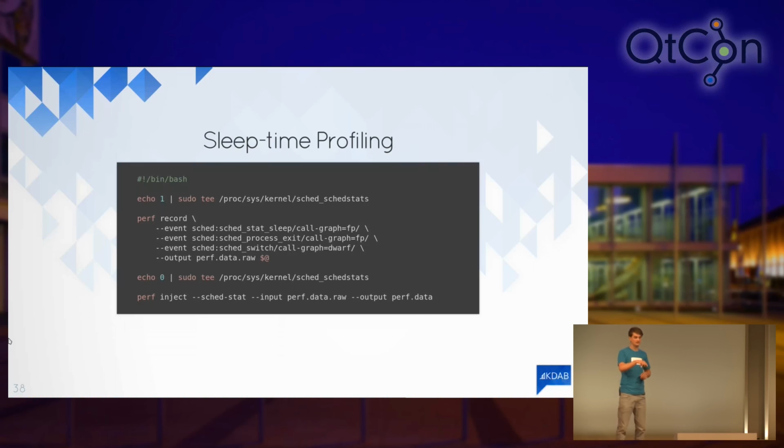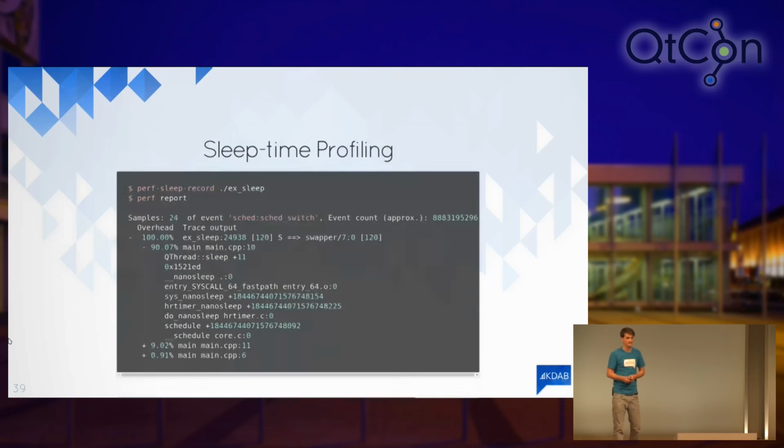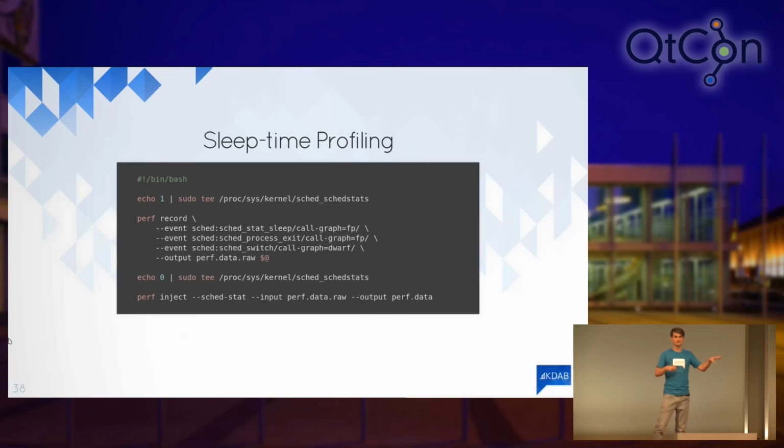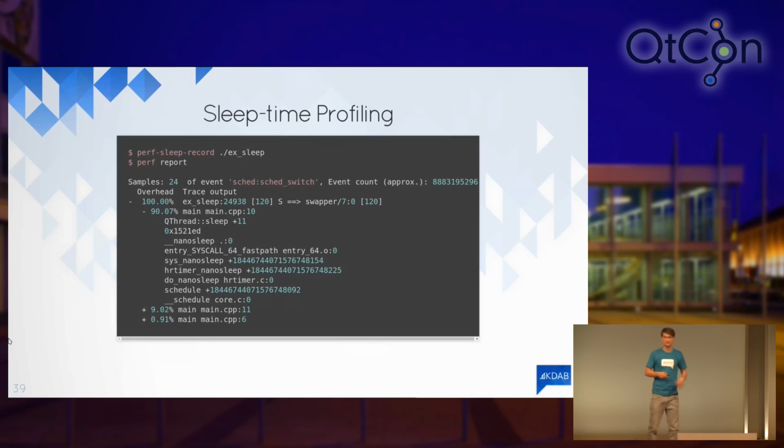and then inject, or well, perf inject is actually a misnomer. It actually rewrites the perf data file and takes the time between scheduler events and takes this time period then instead of the sample number for reporting purposes. So this is a way to get to know how long I actually waited. And once you did that, I actually have the previous slide in a little script called perf sleep record. I run that on my example, and then afterwards run perf report, and I get the nice report of where I actually call qthread sleep in main.cpp line 10.